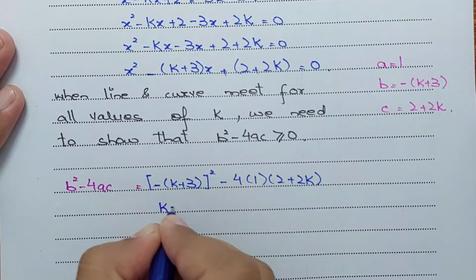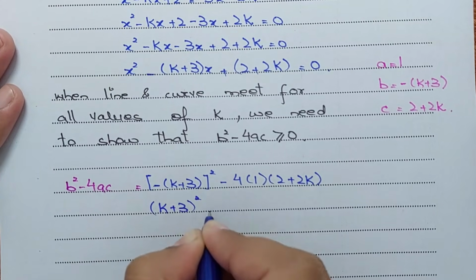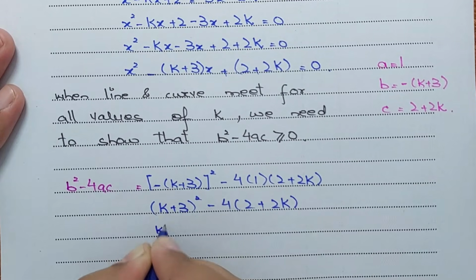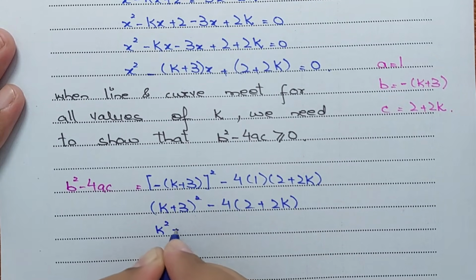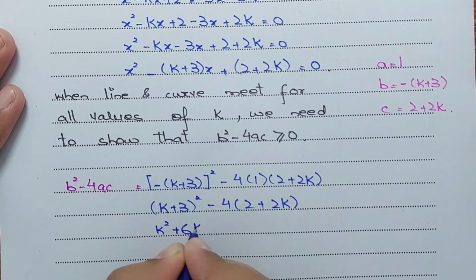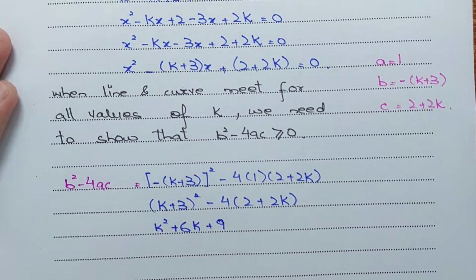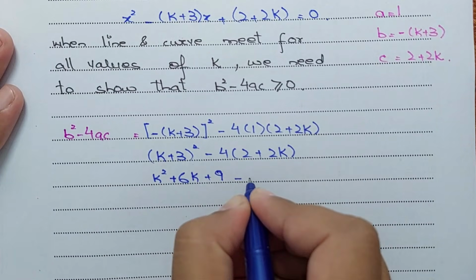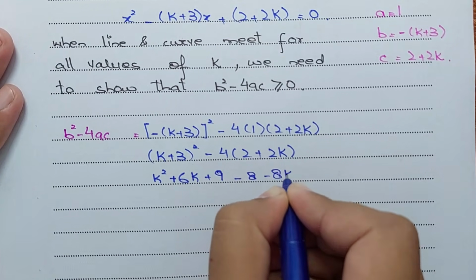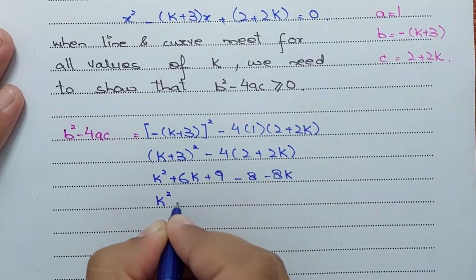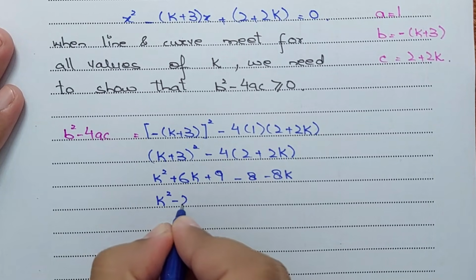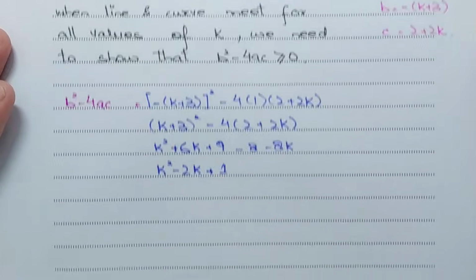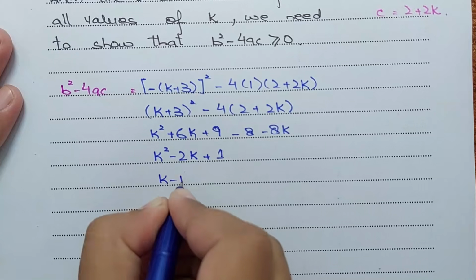Now this is (k plus 3) whole square minus 4 into (2 plus 2k). This is k square, plus 2 times 3 is 6k, plus 3 square is 9. I opened a plus b whole square: a square plus 2ab plus b square. Minus 4 times 2 is 8, minus 8k. And here we have k square, and 6k and minus 8k is minus 2k, and plus 1, because from 9 take away 8 is just 1, and this is (k minus 1) whole square.